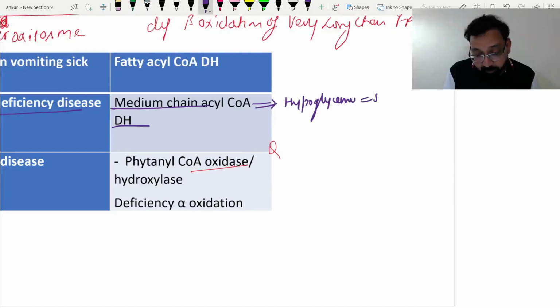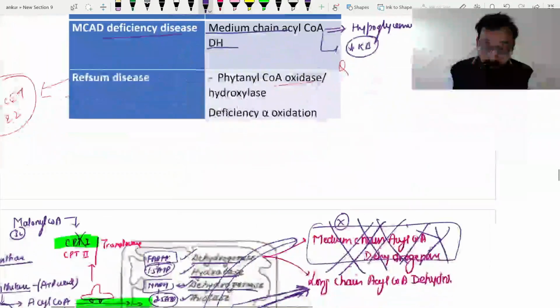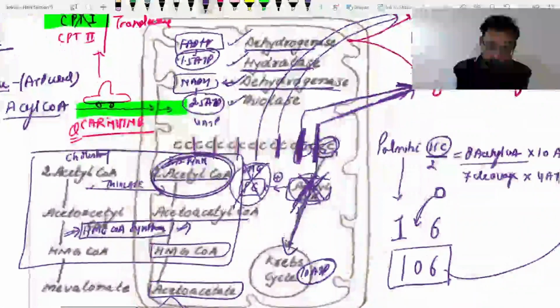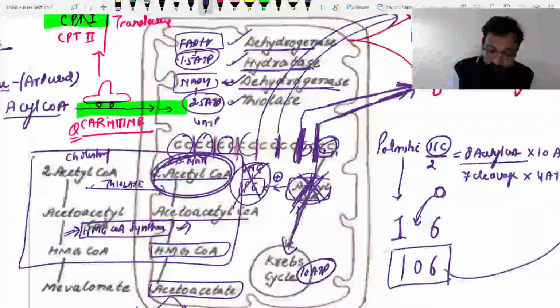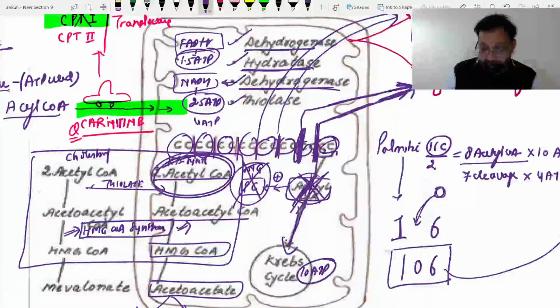So in medium chain acyl coenzyme A dehydrogenase deficiency, there would be hypoglycemia, which will lead to seizures, and decreased ketone bodies. This is very important. Why are ketone bodies decreased? Because less acetyl coenzyme A is produced, only 2 acetyl coenzyme A from palmitic acid. Got the point?